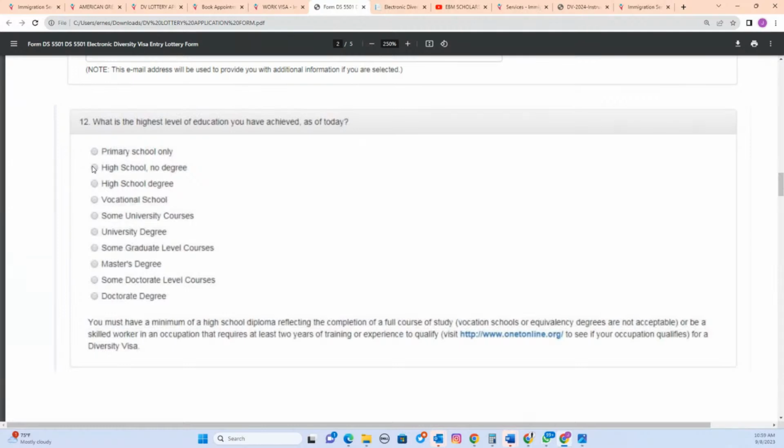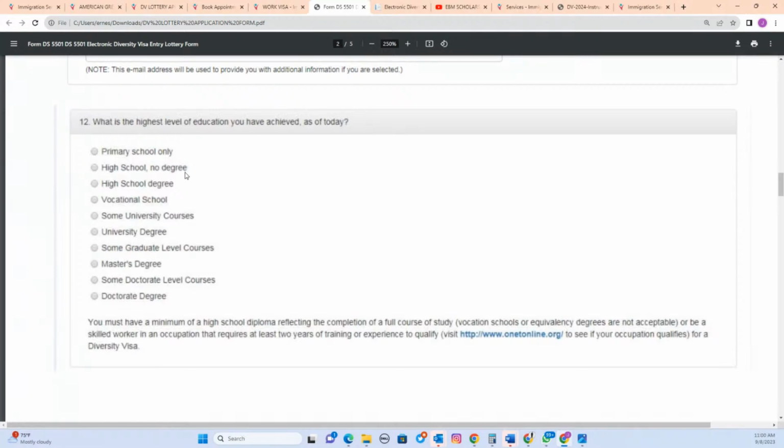Or you ended up in junior high school. Let's say someone is in Tanzania or Uganda. In Tanzania and Uganda, we have junior high school, which you call ordinary secondary school. In Uganda, they call it senior 4, which is form 4, O level. And then we have advanced level, which is high school. So in those countries which have O level and A level, junior high school and high school, if you end up in form 4, you will select high school, no degree. That means you didn't finish high school.